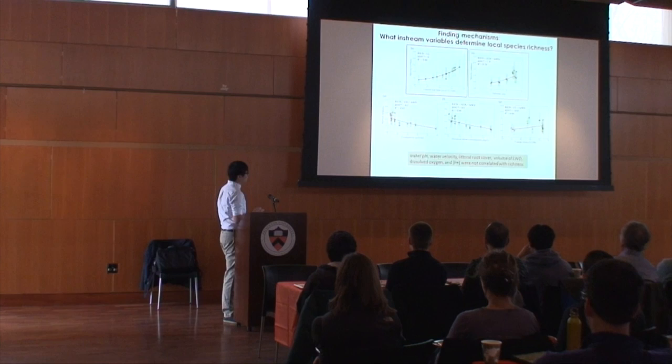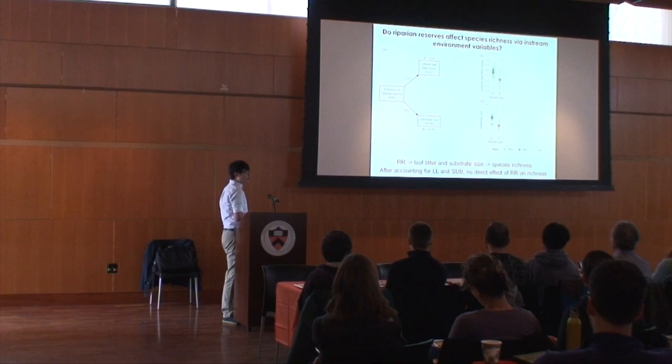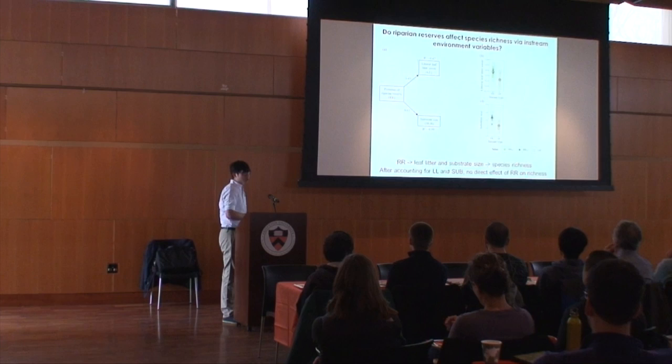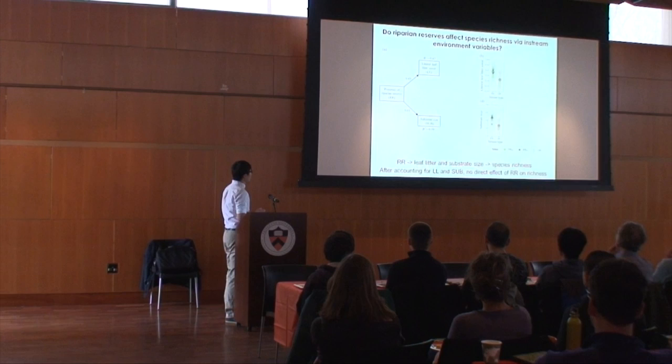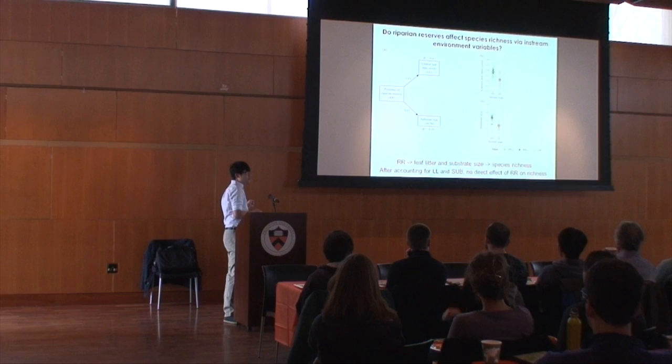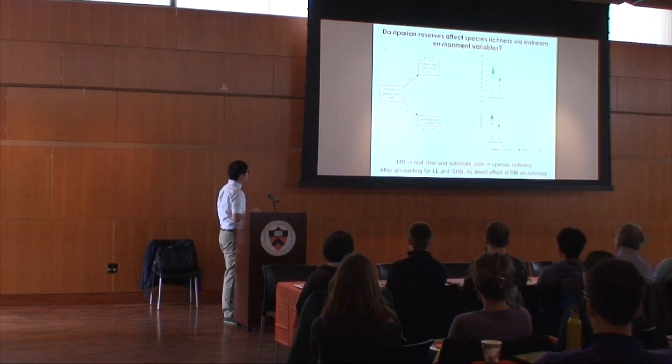So here I wanted to find out if riparian land use actually drives species richness via the in-stream variables that we have explored before. So I fitted some structural equation models to infer causative relationships. We find that the presence of riparian reserves drives an increase in littoral leaf litter cover, which makes sense because when you have forests, the senesced leaves will drop into the streams and create leaf litter cover, which acts as a possible microhabitat for fishes. The presence of riparian reserve also increases substrate size, which means that it probably decreases siltation and sedimentation.